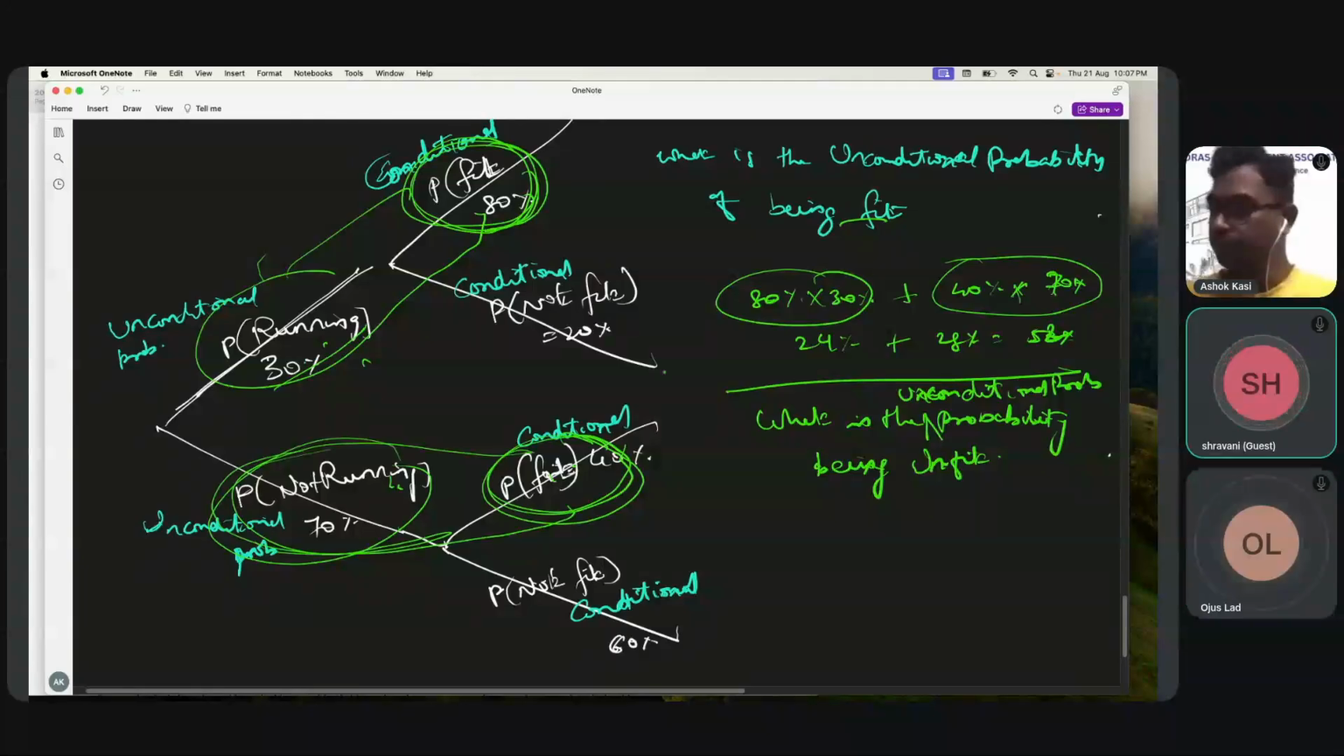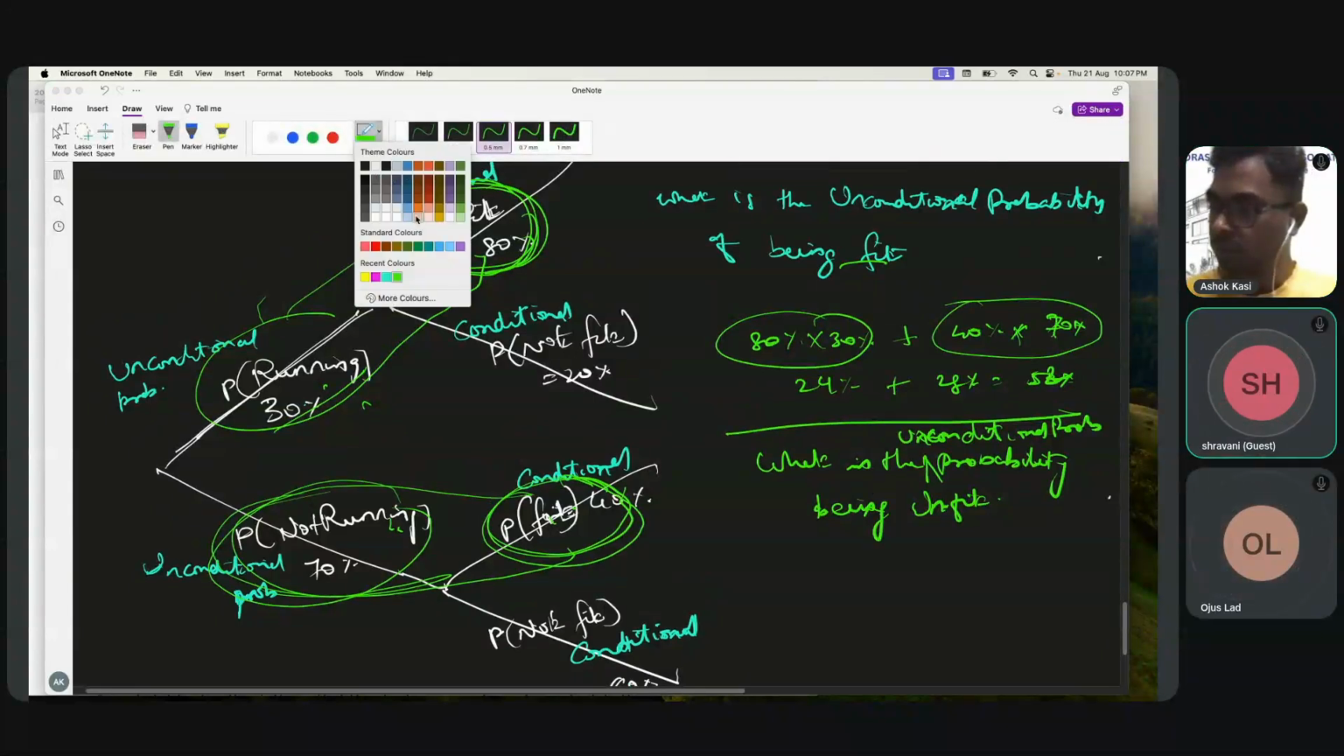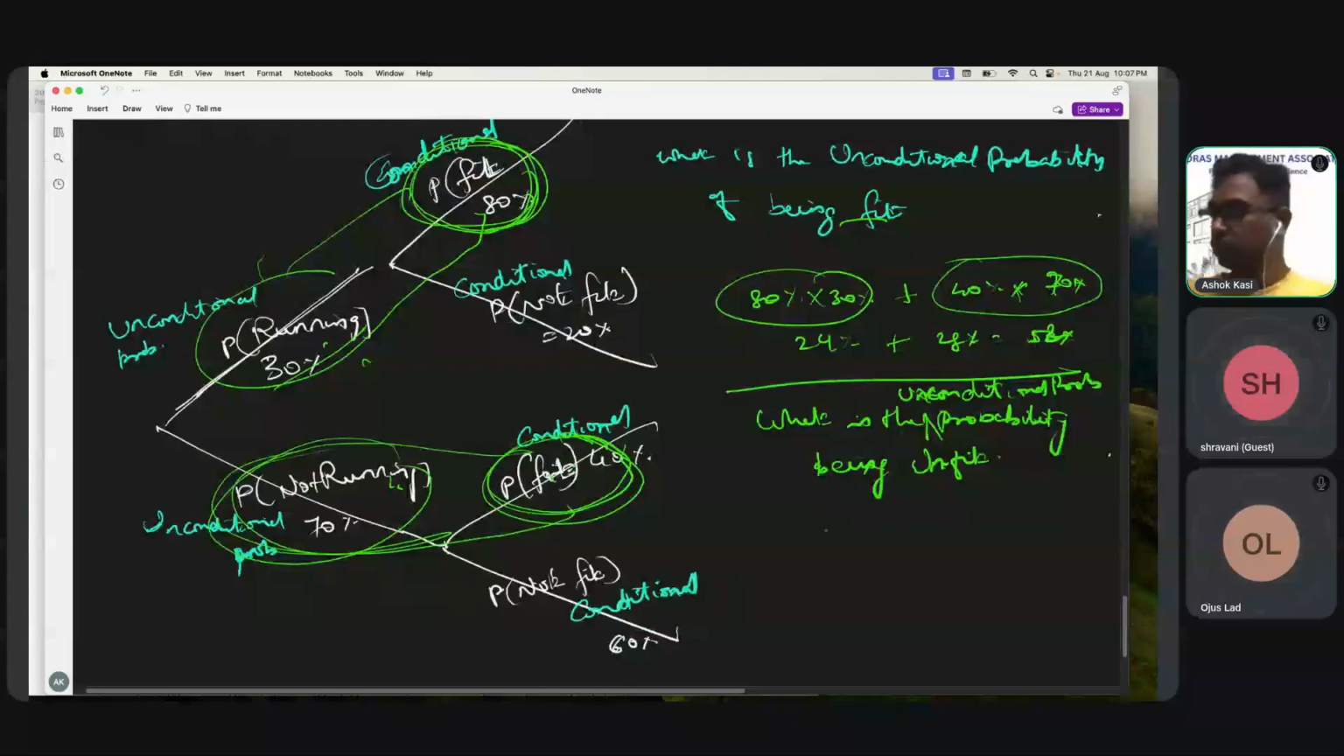Okay, so how much did you say? 48, like 30% into 20% plus 70 into 60. Shravani, you got the idea how to do this? Yes. So we're taking unconditional into not fit, and then you tell me the number. 30% into 20%. Good. Plus 70% into 60%. Unfit. Right.